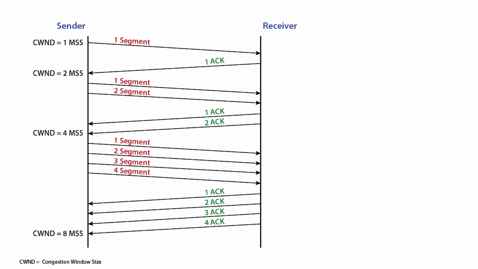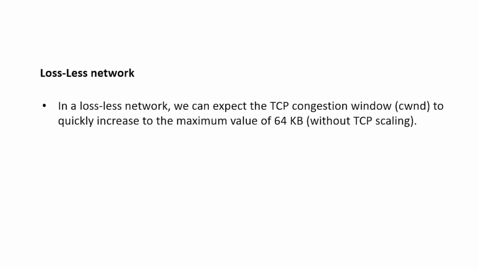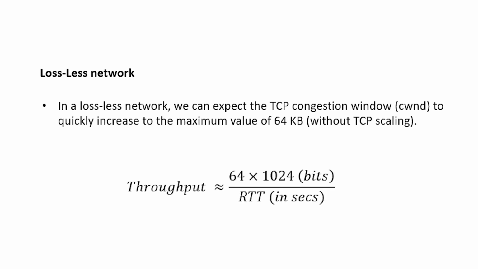The average throughput performance of the TCP congestion control algorithms can be approximated by the ratio of the average congestion window, CWND, and round-trip time, RTT. We consider two kinds of networks: a lossless network and a lossy network. In a lossless network, we can expect the TCP congestion window, CWND, to quickly increase to the maximum value of 64 kb, without TCP scaling. Then the average TCP throughput can be obtained by the formula shown on the screen.